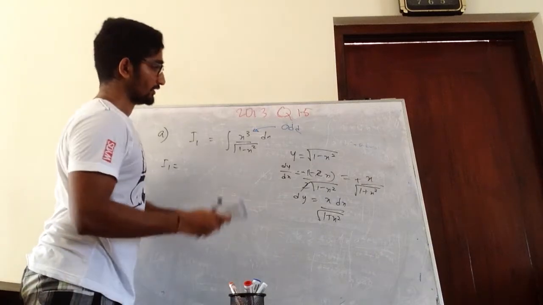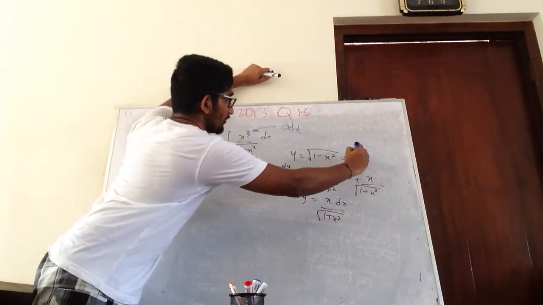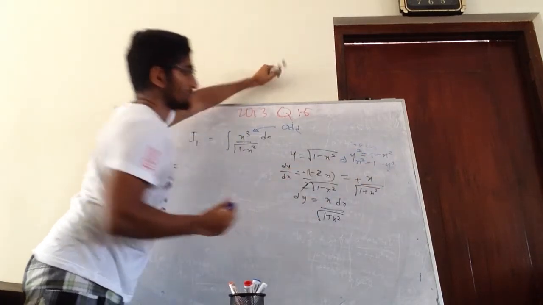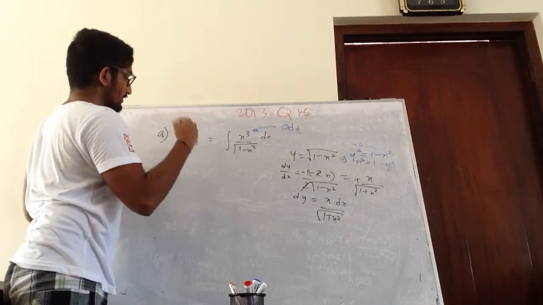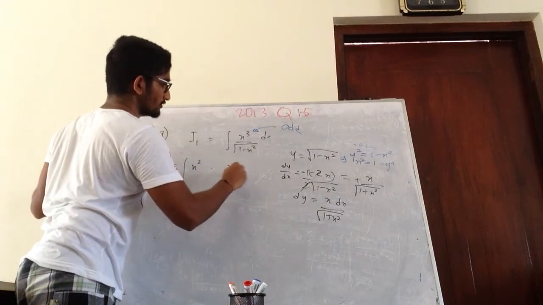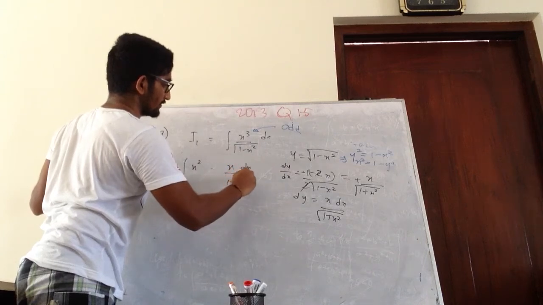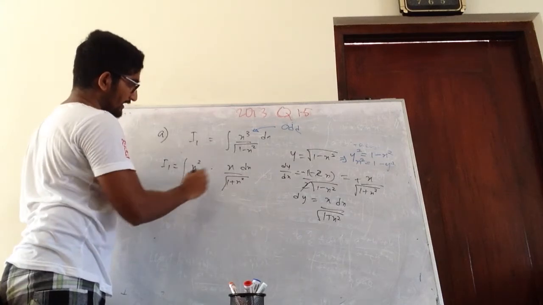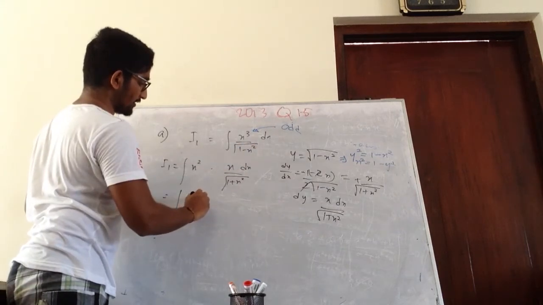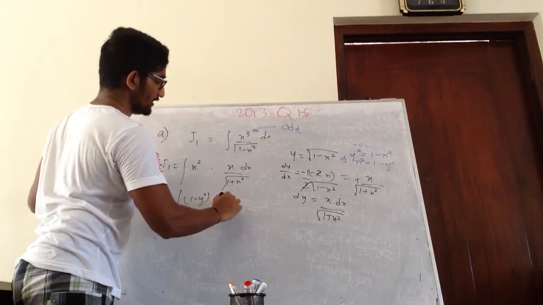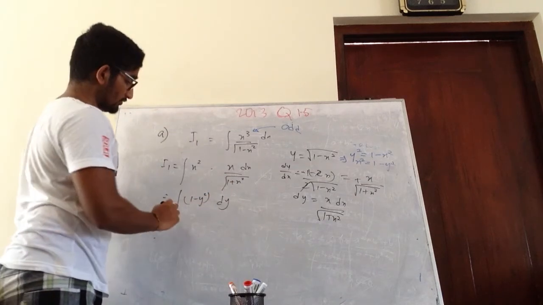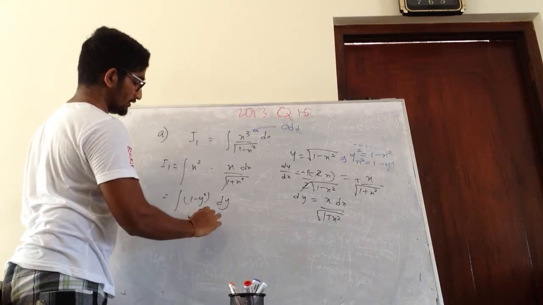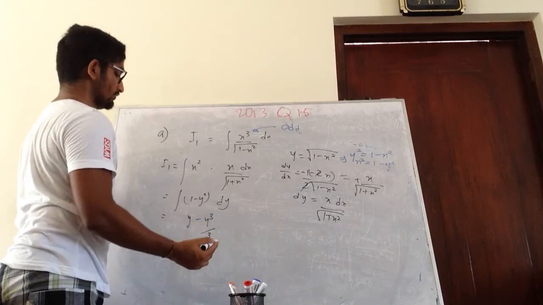Before that, we can write this as what? Y square is equal to 1 minus x square. So x square is equal to 1 minus y square. Right? So I'm going to write this as x square into x dx over root of 1 minus x square. Right? So I just rewrote this. So x square is 1 minus y square, and this is going to be dy. Correct?